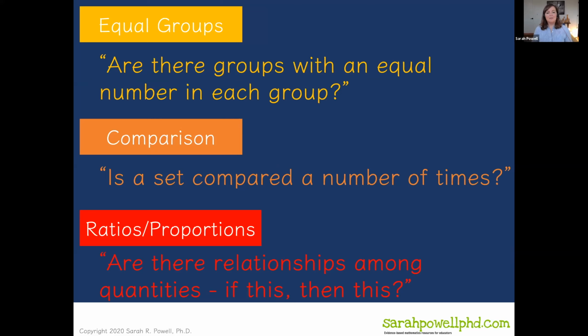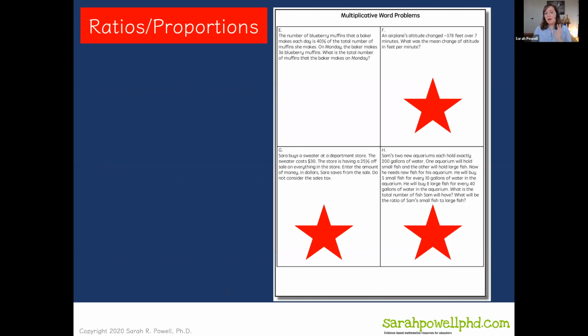And when we think about ratios or proportions problems, we want to have a question that cues students into, well, is this a problem where I'm going to think about a ratio or proportion? So we ask the question, well, are there relationships among quantities? If this is to that, then this is to that. So we can add that to our list of questions that we can ask students to help them really focus in on the schema.